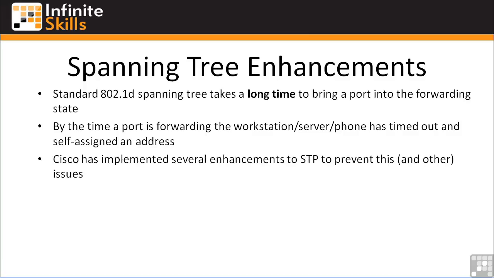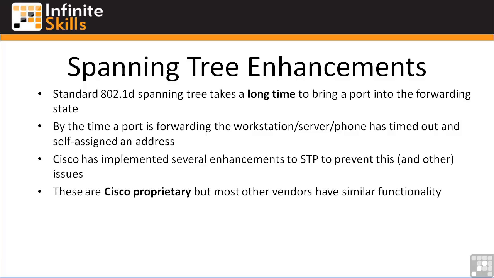Now, this is the main issue that Cisco has fixed with their enhancements to spanning tree, but there are other issues that regular 802.1d spanning tree presents that are also addressed by these spanning tree enhancements. Now again, these are Cisco proprietary. Most other vendors have similar functionality. For example, Juniper and HP have what they call edge ports, LACP, and BPDU protection. And those correspond to PortFast, Ether Channel, and BPDU Guard respectively.